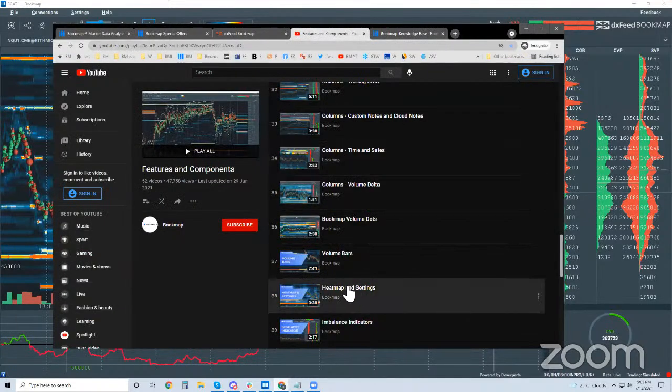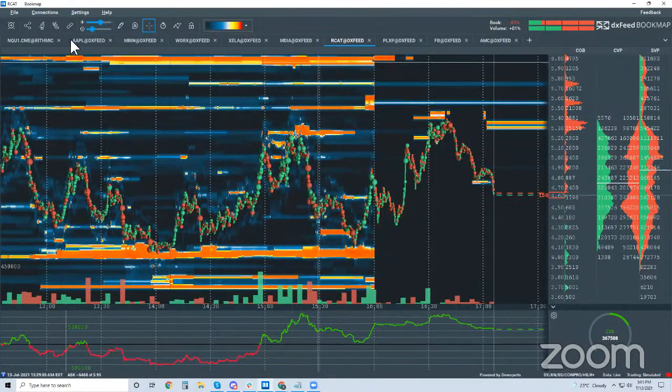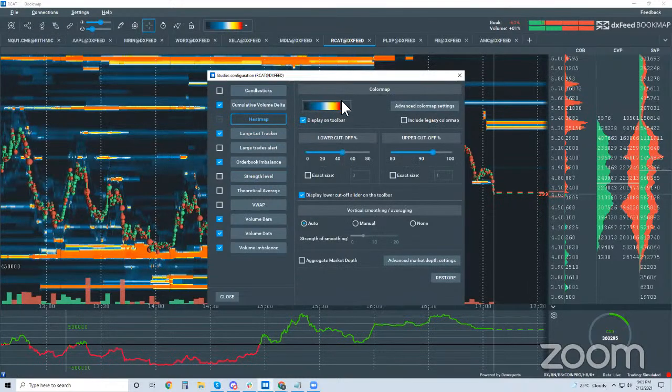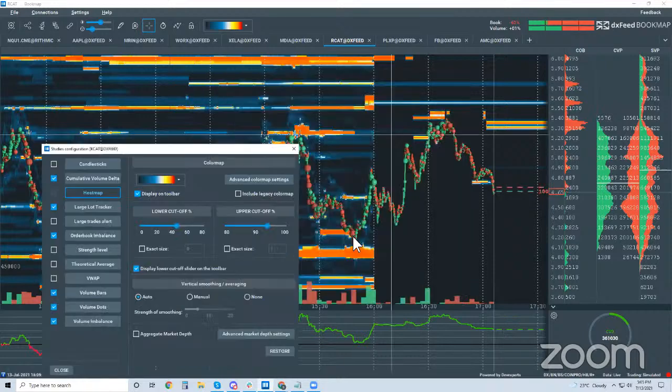The heat map settings, for example, is another one. You can right click in here or go to heat map settings up here, and play around with the different cutoffs. You don't have to look at all of this liquidity.